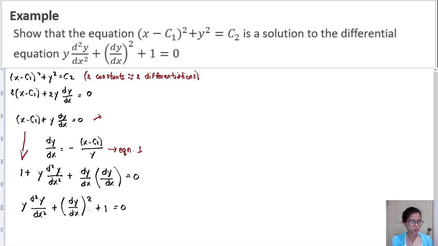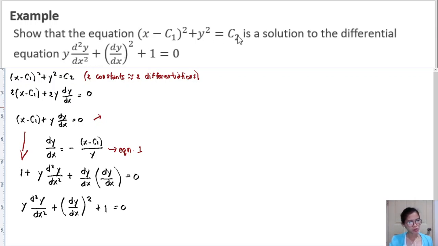So as you can observe, this differential equation is the given of the problem. It's the given of the problem. So right now we do not have to substitute equation 1 into the differential equation, because we ended up with it: when this equation is differentiated twice, it results in the differential equation, which is this one.